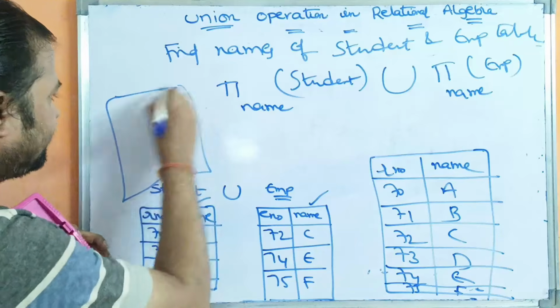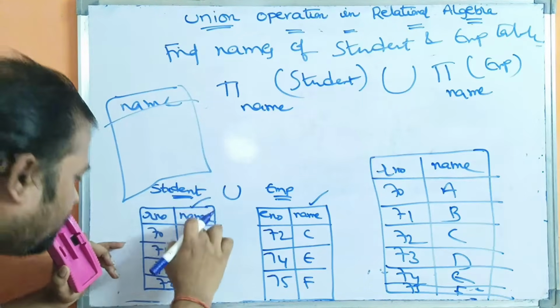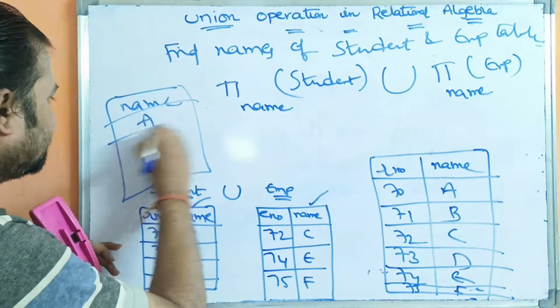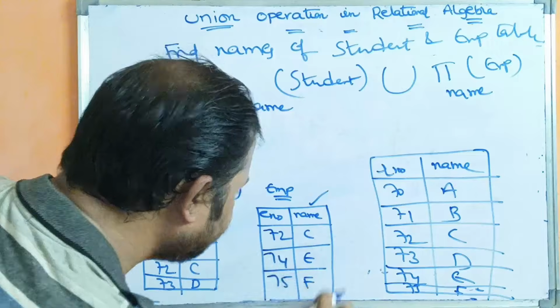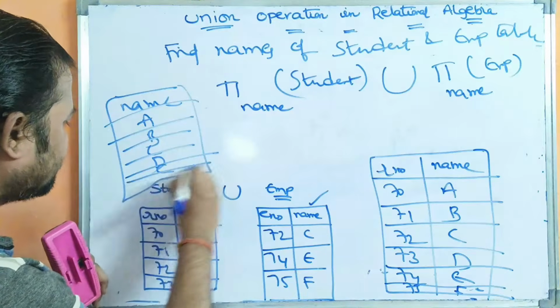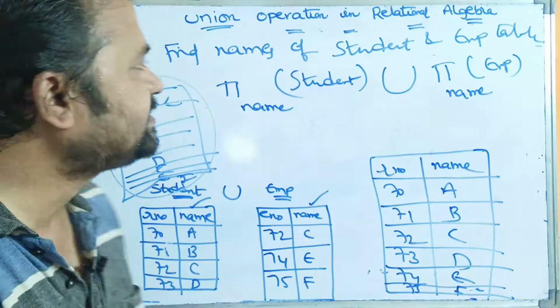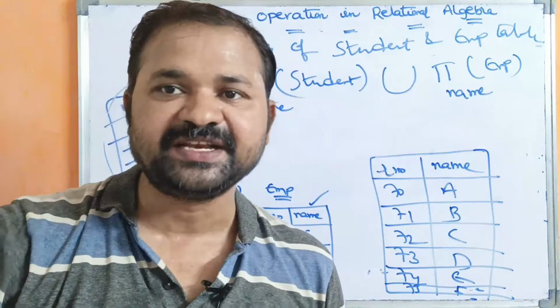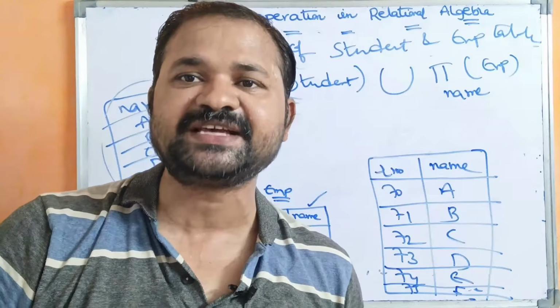So then what is the output? So we will get name. In the first table, what are the names? A, B, C, D. So no duplicate. In the second table, names C, E, F. No duplicates. So C, E, F. So we will get this as the output. So this is about union operation in relational algebra.